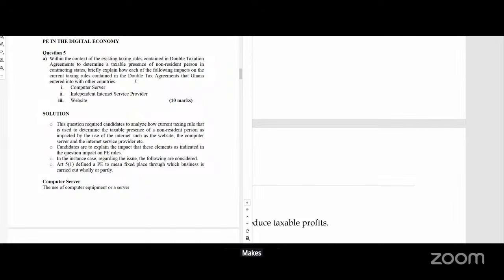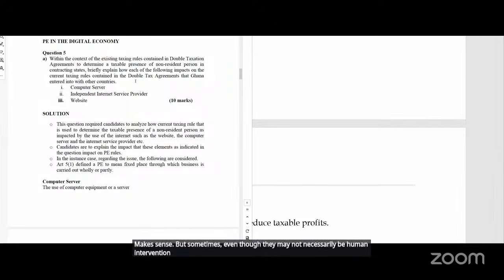Makes sense. But sometimes, even though there may not necessarily be human intervention like that, when the whole business is only done by the server, but it's the actual business of the entity, and it's not preparatory or auxiliary in nature, it creates a PE. You get?